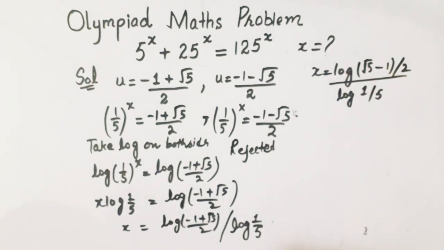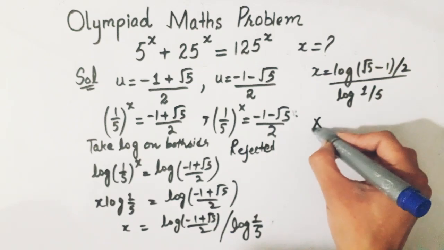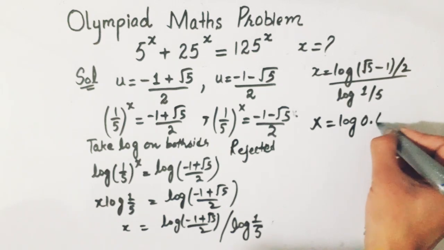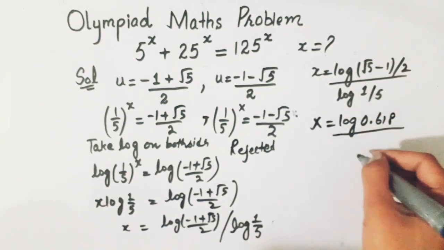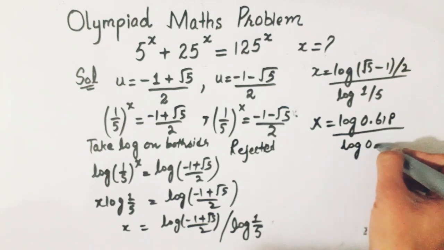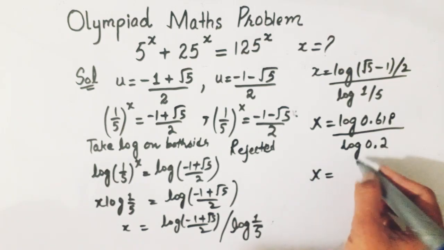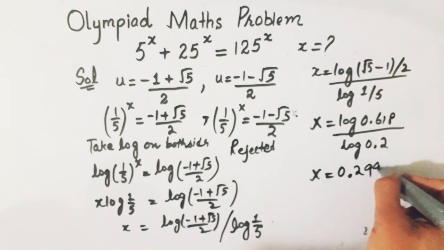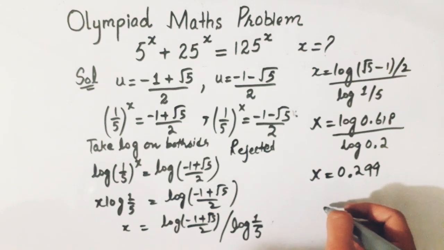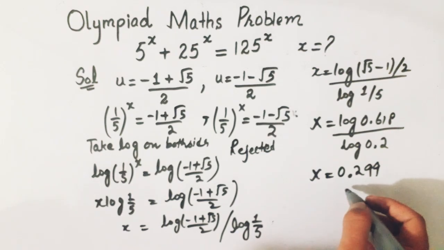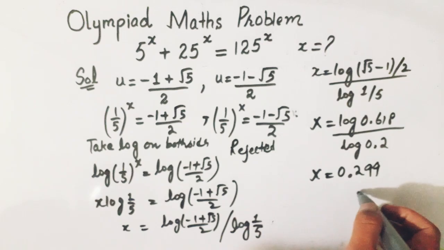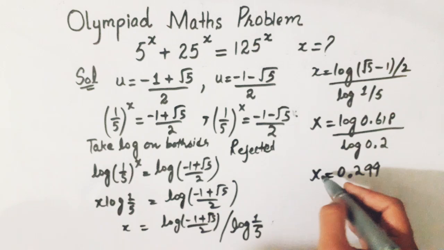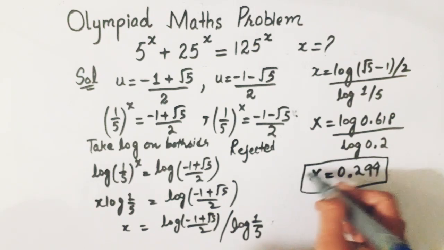So with the help of calculator we will find the value of x, that is log of 0.618 with the help of calculator, and log 1 by 5 is log 0.2. Now calculator will give, when you divide both the values you get x equals 0.299, or approximately this will equals x equals 1. So this is the answer. So we will write this as final answer.